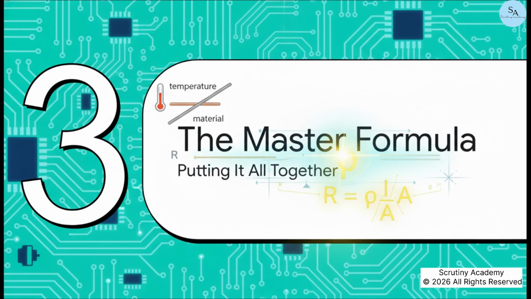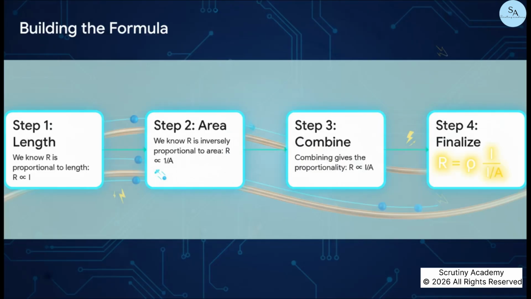Now for the really cool part. Let's combine them into one single powerful formula that you are going to use all the time. Let's build this together, step by step. We've established that resistance, R, is proportional to length, L. We also figured out that it's inversely proportional to the area, A. So if we combine those, it's logical that R is proportional to L divided by A.